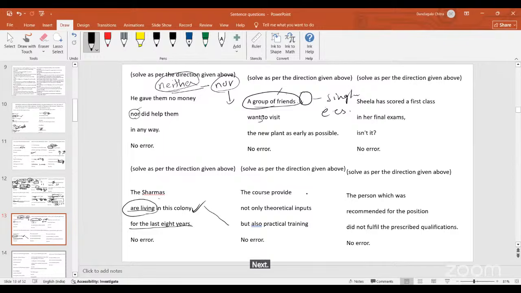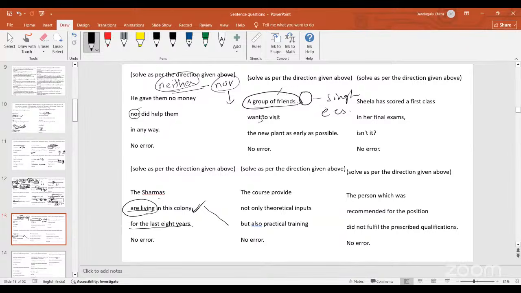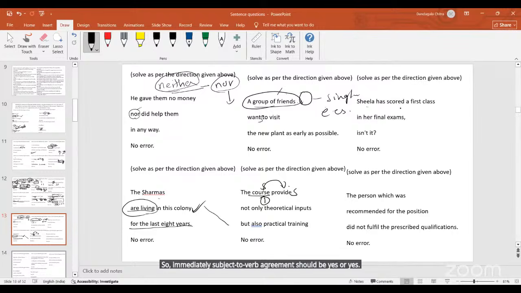Next, the course provide not only theoretical inputs but also practical training. No error. Say, option A, sir. The error is in option B, sir. The course provides, sir. Yes, provides. Course is one. So immediately the verb, subject-verb agreement should be S or ES. Next, Sheila has scored a first class in her final exams, isn't it?